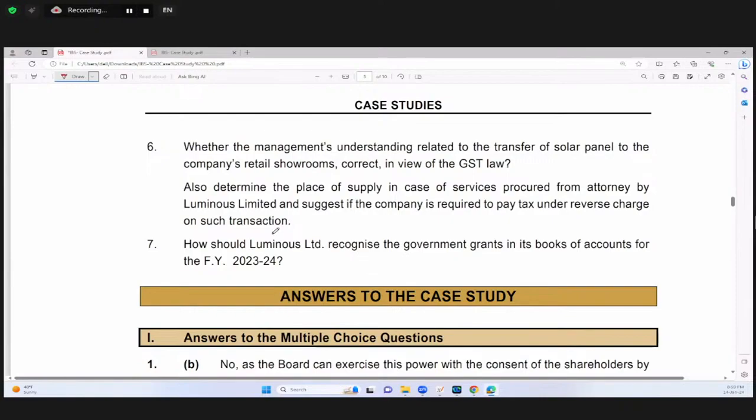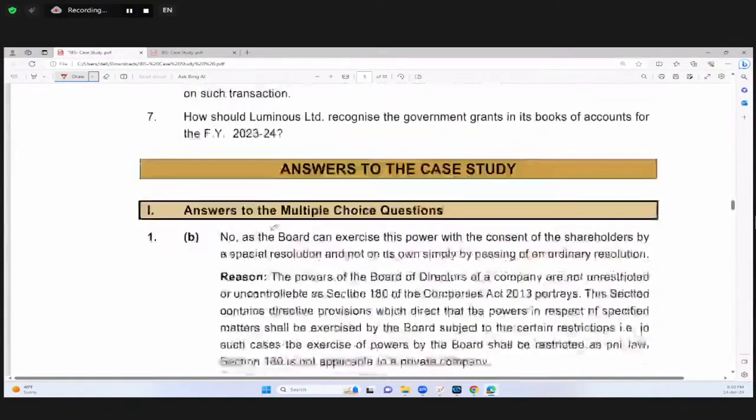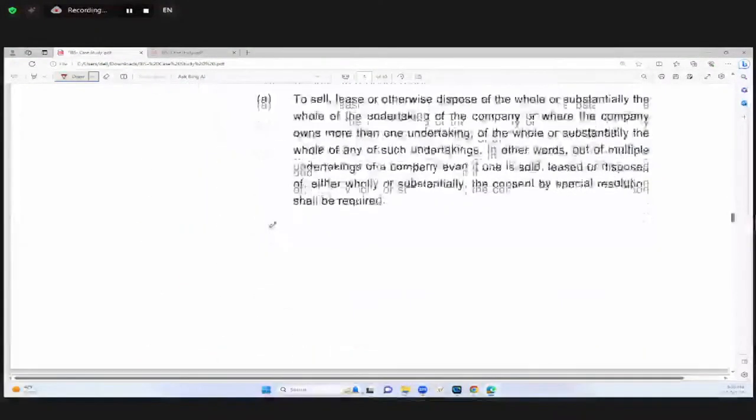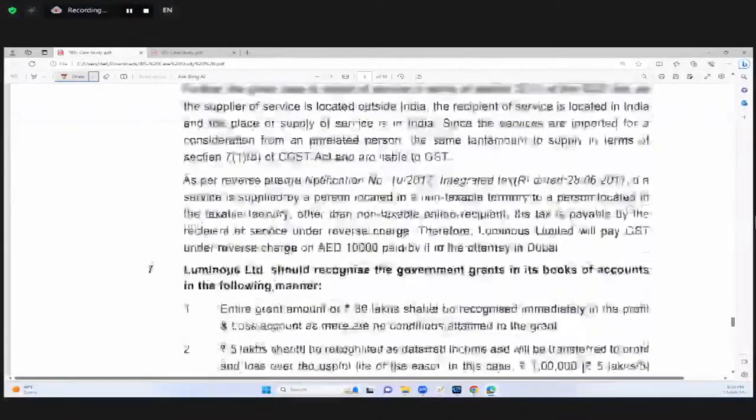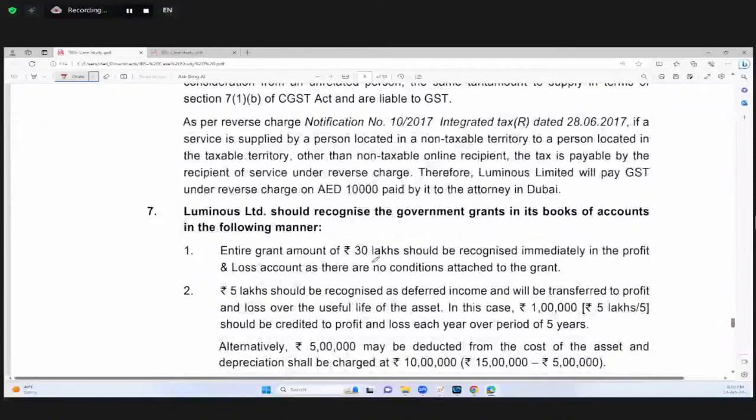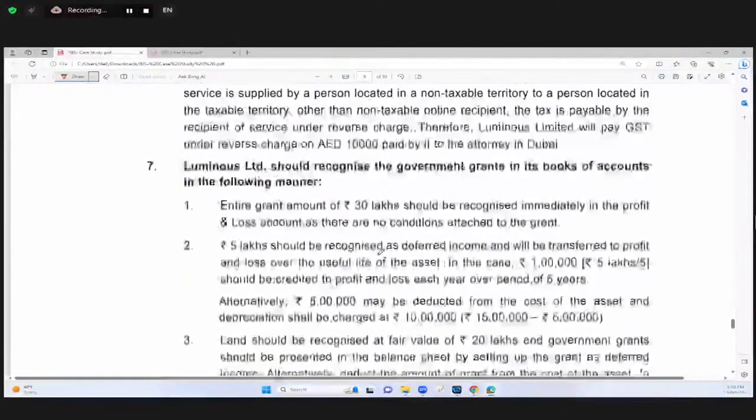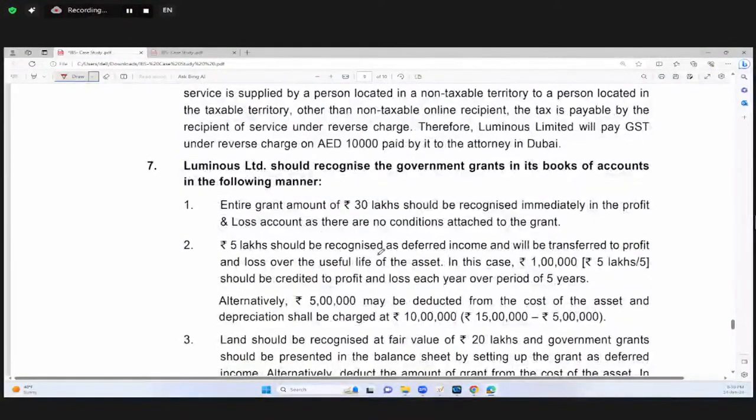So we have already discussed the accounting part of this particular FR portion, which is related to grant. The first part: we discussed that the entire grant amount of 30 lakhs should be recognized immediately in P&L as there are no conditions attached to the grant. This we already discussed. Second part was regarding a grant given against your non-current asset.